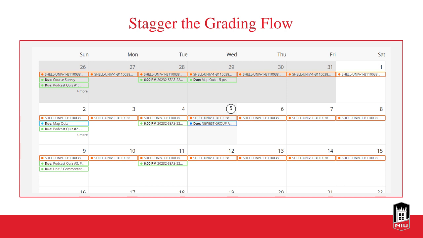So staggering the grading flow is going to help your students. It's also going to help you. So try to look at it almost from an aerial view. Right here, I've got a picture of the calendar. If you actually take a look at when things are being assigned and when they're due, it's going to help you decide how to distribute these large assignments. So don't be afraid to tell your students that it's not going to be the same every single week. There are going to be periods of time, maybe at midterms and finals, where it's heavier. But there's also going to be some weeks where you can take a slight breather, right?